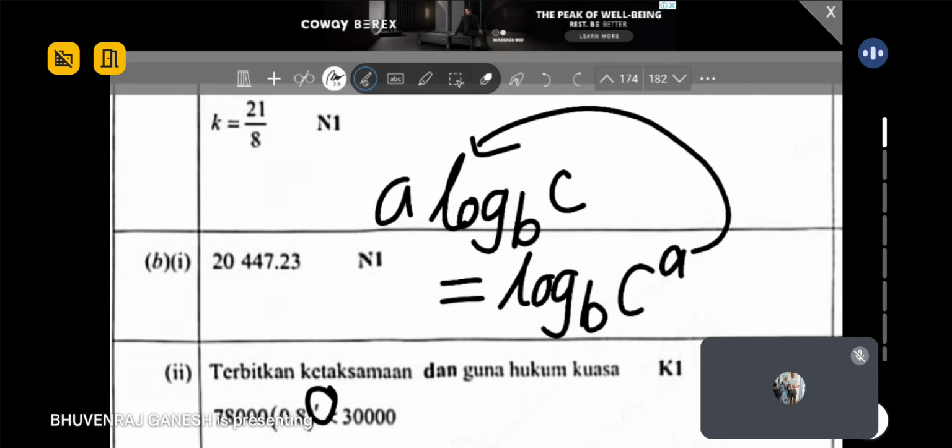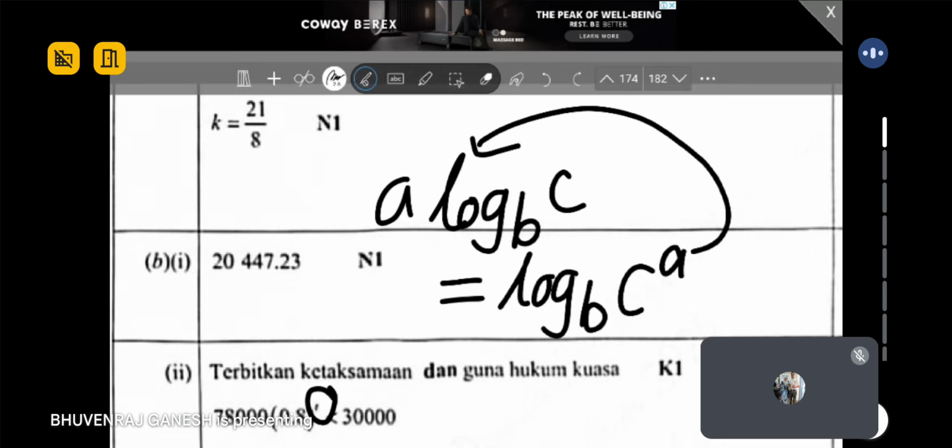Now we are doing the reverse concept, guys. Kita buat terbalik. Do you guys understand? This is the concept over here. Of course, you don't see a log here, guys. Kamu tak nampak log kat sini, but you must add the log. Kamu kena tambah secara sendiri.